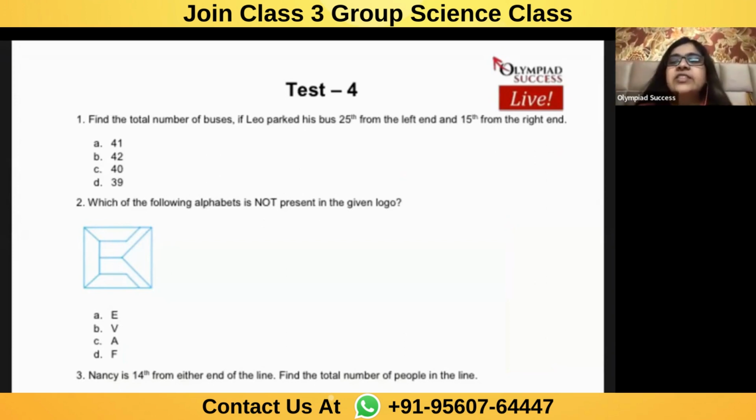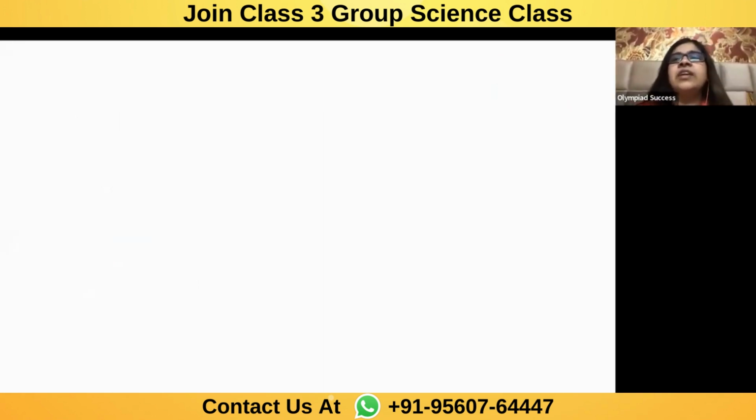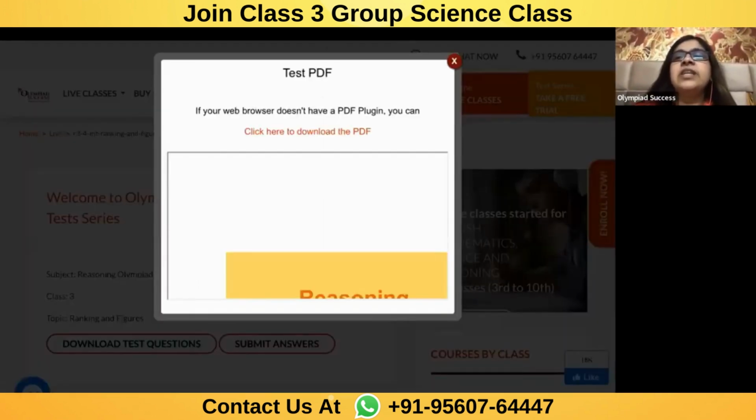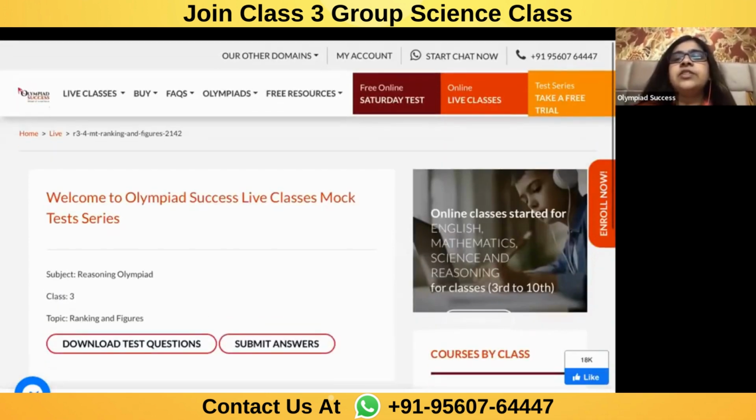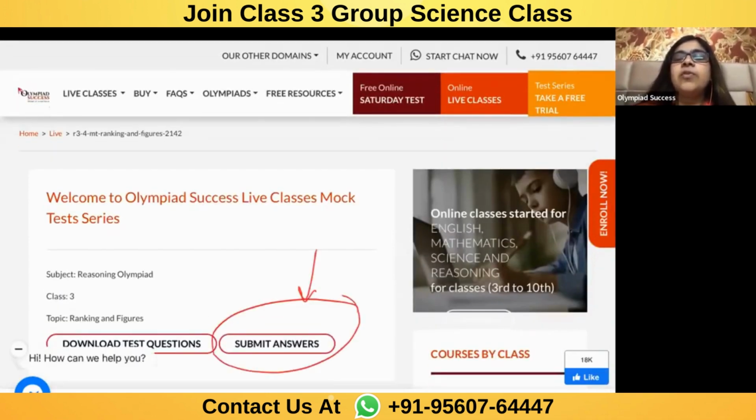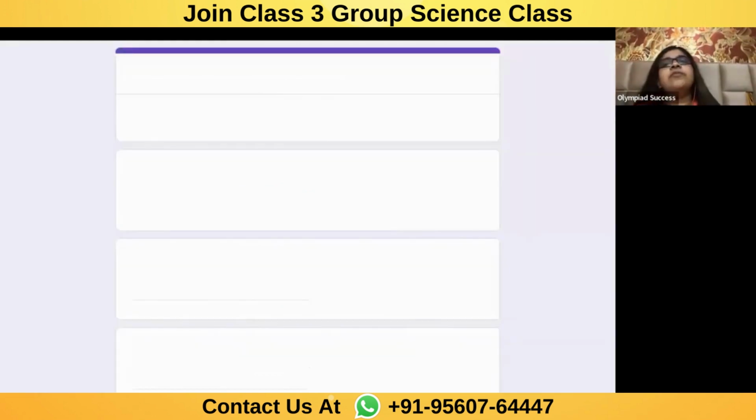How will you give the test? The process remains the same. Take your notebook, write down the question numbers and answers in your notebook, and once you're done, stop the timer. Note the time you have taken to complete all the 20 questions. Once you're done, you will go back to the website and click on submit answers. This one, submit answers. What will happen next? You will click on submit answers, and a Google form will open up.